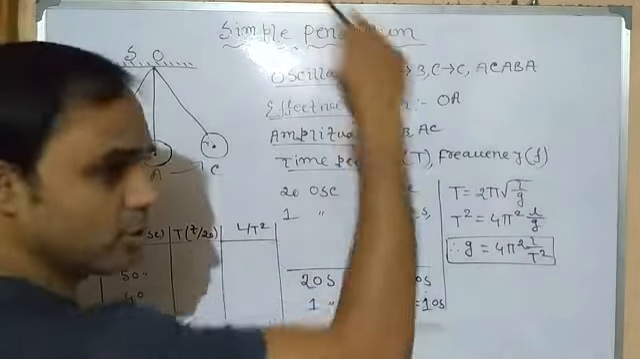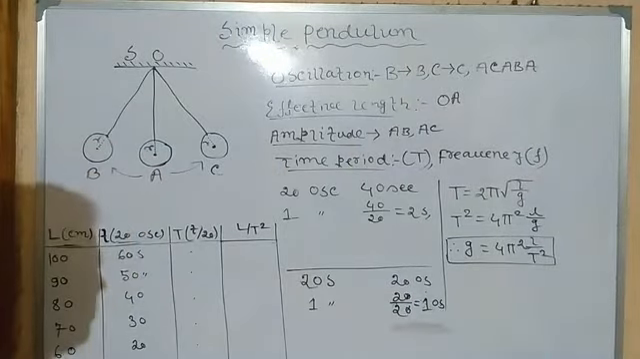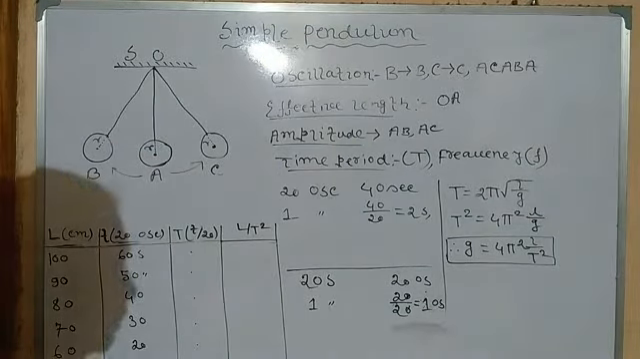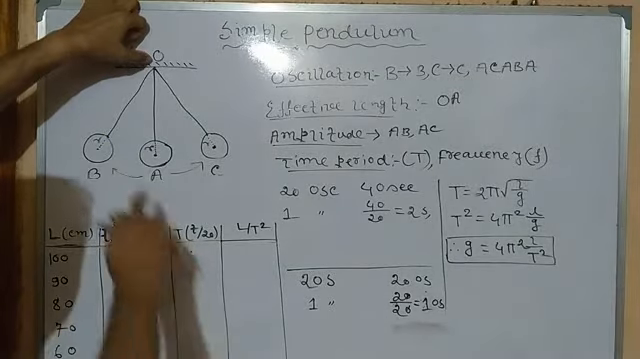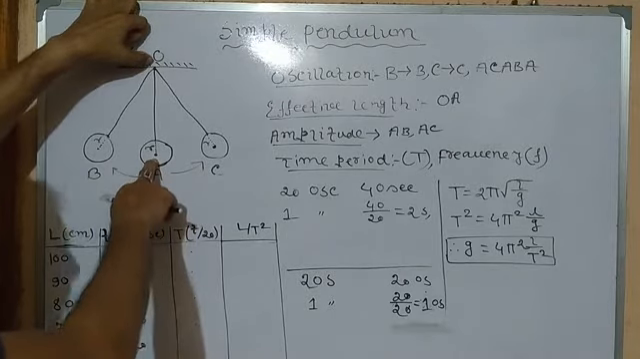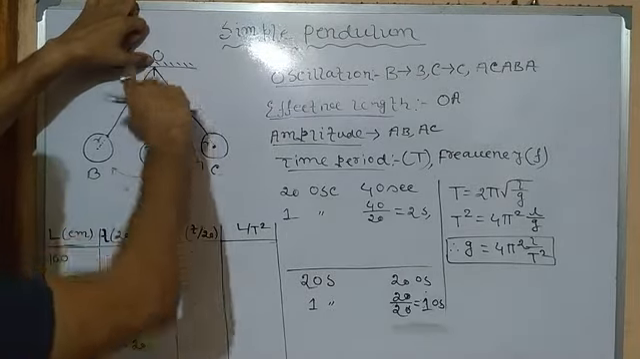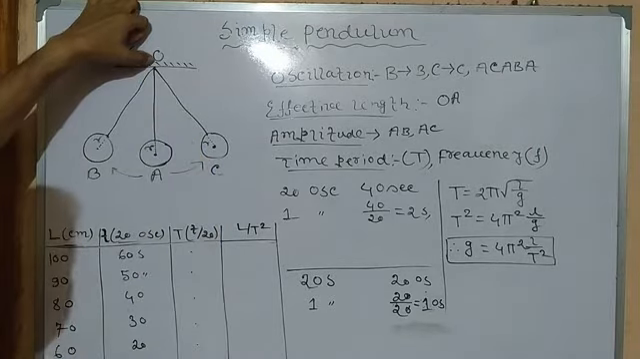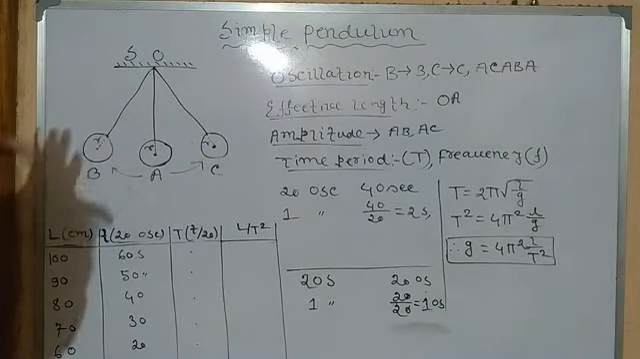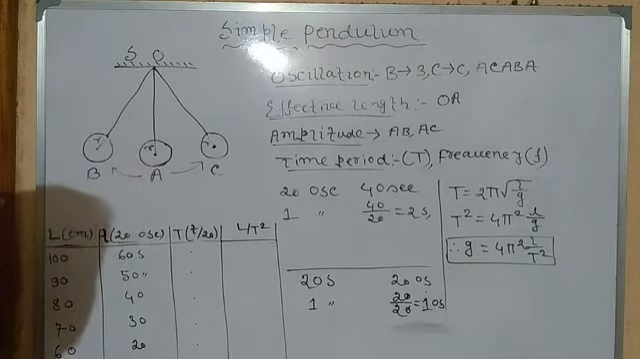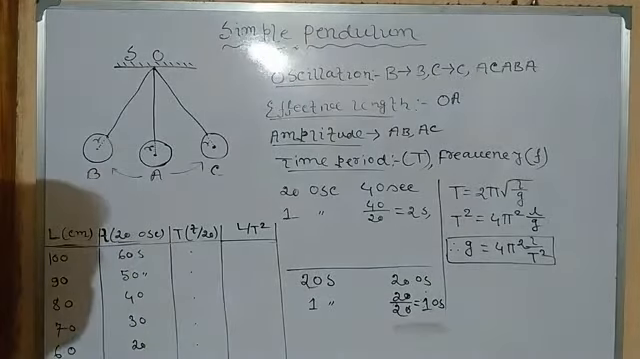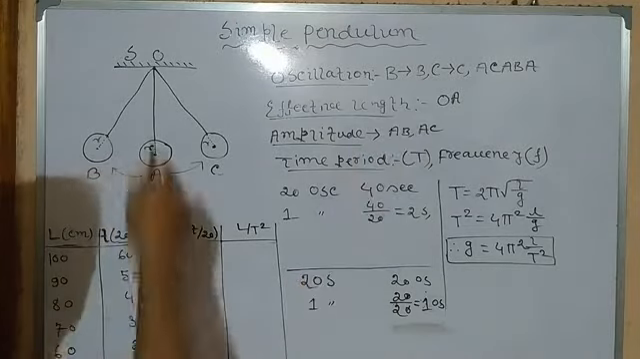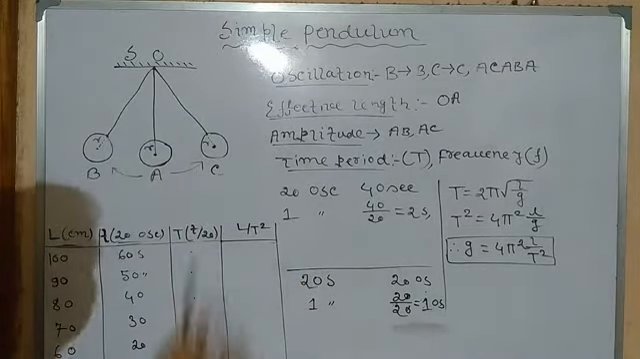Clear? Here it is mentioned, you can see. Now effective length. Here effective length doesn't mean only the length of the thread or string. It means from the fixed point of the rigid support up to the center of the metallic bob. It means the length of the string plus the radius of the bob, called effective length. Generally we can measure the radius of the metallic bob by using slide calipers. We have already learned. Clear? That is OA, you can see.